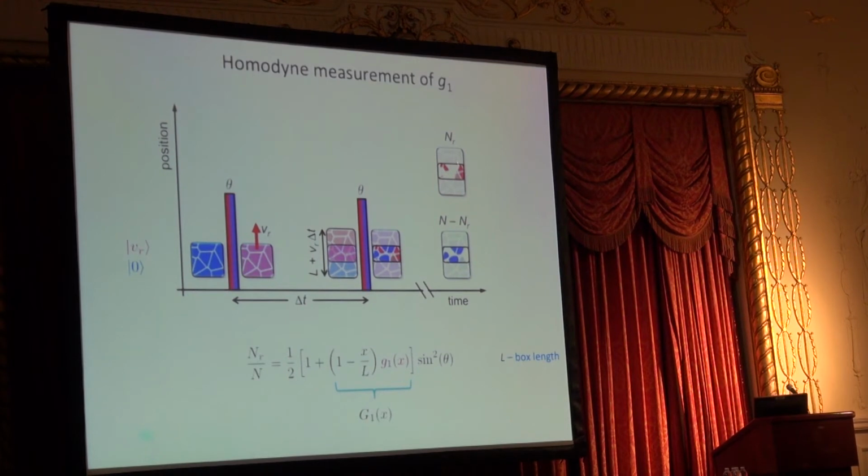You can just wait for these guys to separate and then count how many atoms have recoiled after the second pulse. And then, again, with a few lines of algebra, you can show that this diffracted fraction is very simply related to the G1 as usually defined in condensed matter. There are some trivial constants involved, and then G1 is multiplied by this triangular function, 1 minus x over L, which is basically just the measure of this overlap because interference happens only in the overlap region.